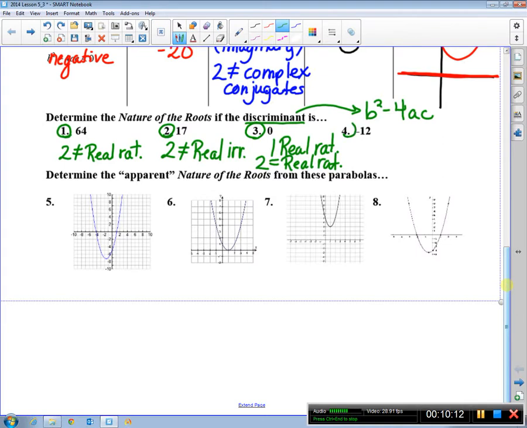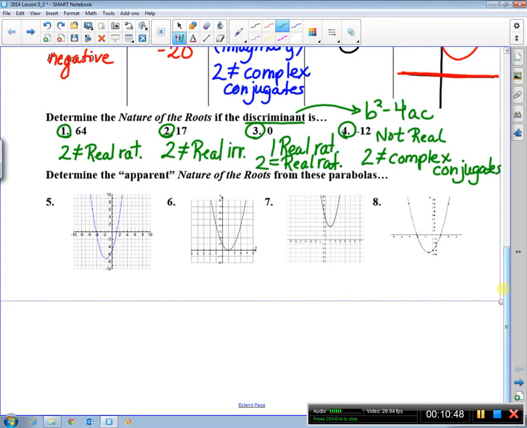Number 4, what if our discriminant is negative 12? A negative under the radical. So we know that is not real. A better answer? 2 unequal complex conjugates. There's that word conjugate again from chapter 3.